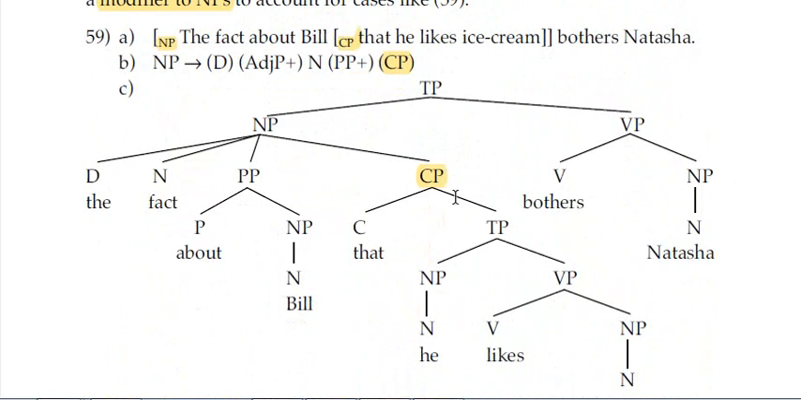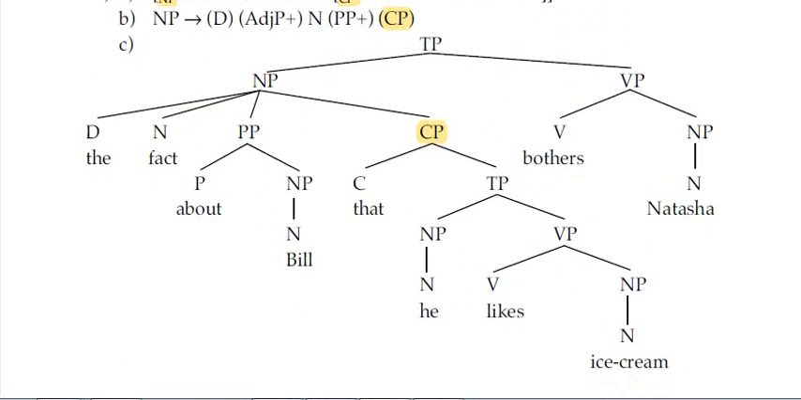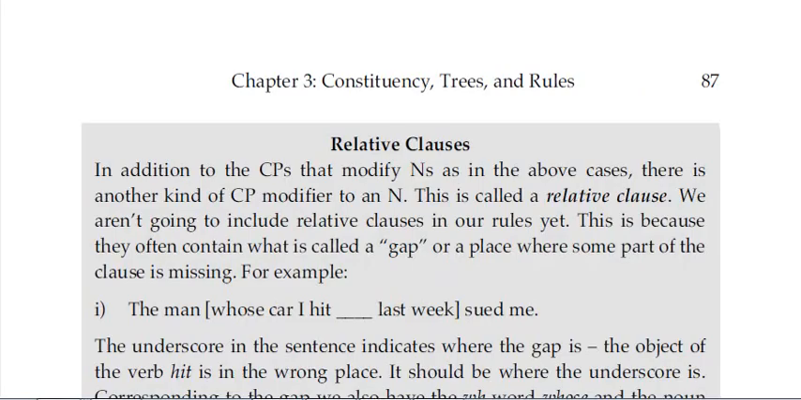And CP can also be part of subject. Ini CP yang bagian dari subject. For example, like this one. The fact about Bill that he likes ice cream bothers Natasha. So CP part of noun phrase. So noun phrase here has determiner, noun, prepositional phrase, and complementizer phrase. So it can also be like this.